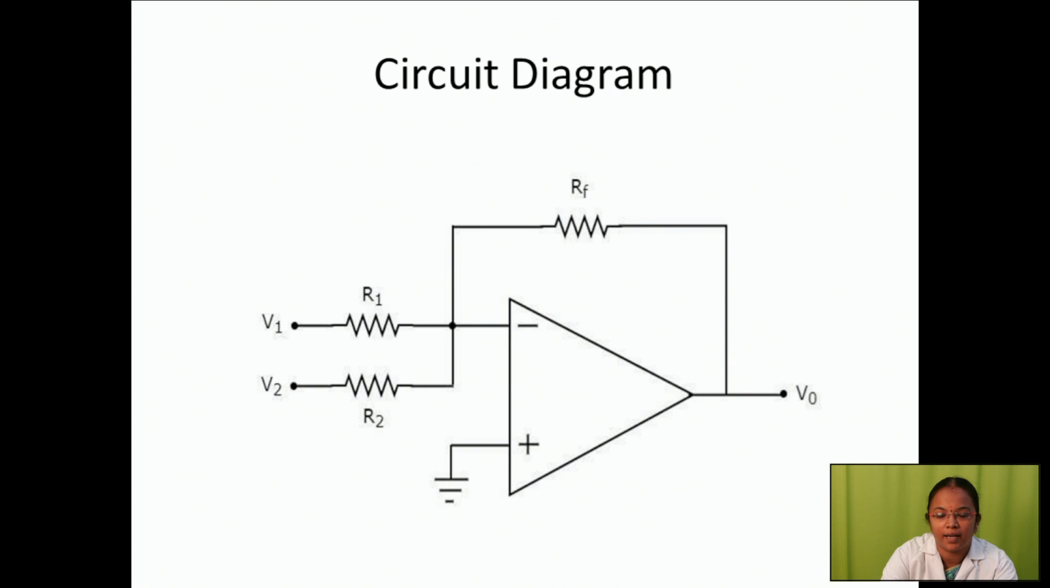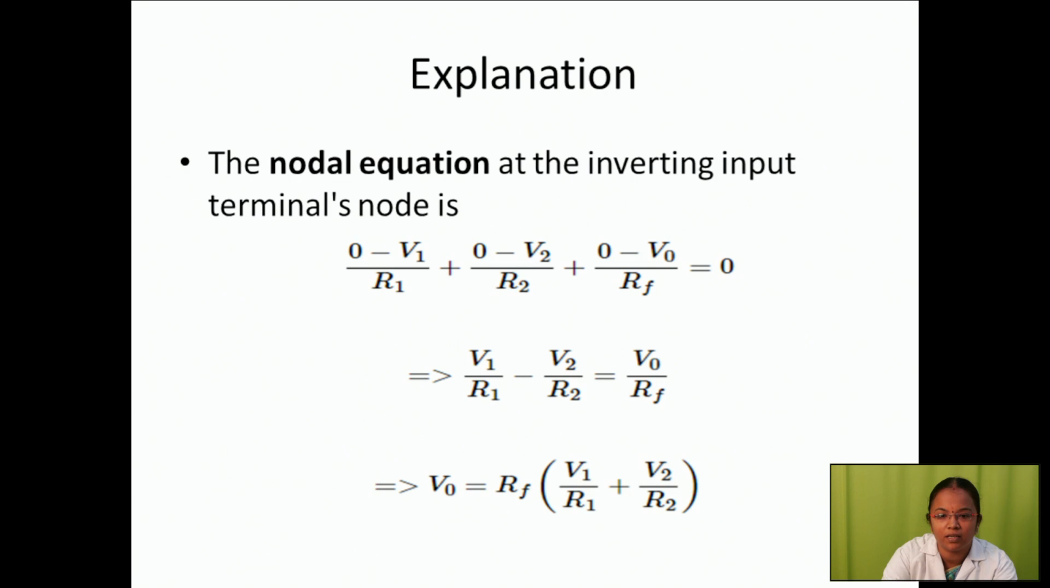At the meeting point, if we write the nodal equation, we get (0 minus V1) divided by R1 plus (0 minus V2) divided by R2 plus (0 minus V0) divided by RF equal to 0. So minus V1 by R1 minus V2 by R2 equals V0 by RF. Rearranging this equation, we can write V0 equal to minus RF into (V1 by R1 plus V2 by R2). This is the formula for the output voltage V0.